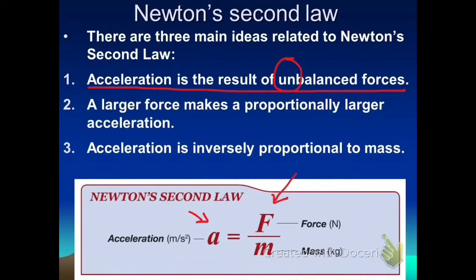Then you've got a larger force makes a larger acceleration. Larger force, larger acceleration. And again, back to this arrow right here. If that force number goes up, the acceleration number will go up. That's directly proportional. And the last thing is that acceleration is inversely proportional to mass, right? Since mass is on the bottom of this fraction, the bigger the mass, the smaller the acceleration.